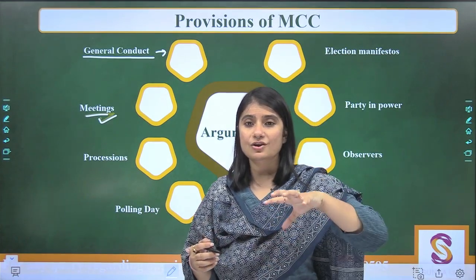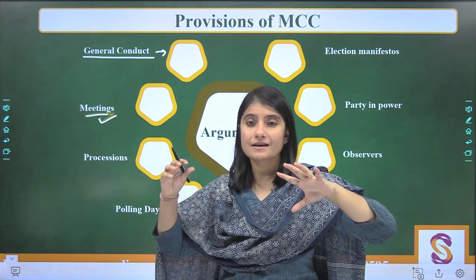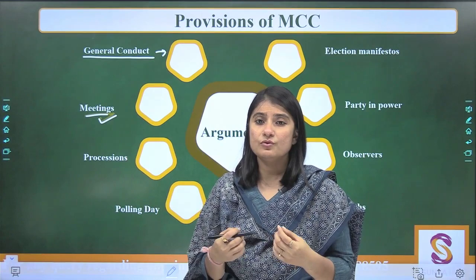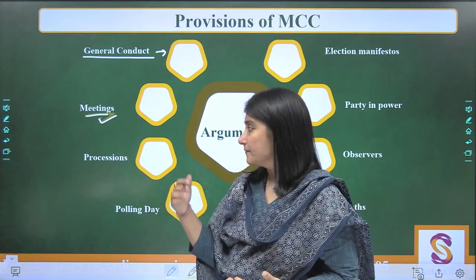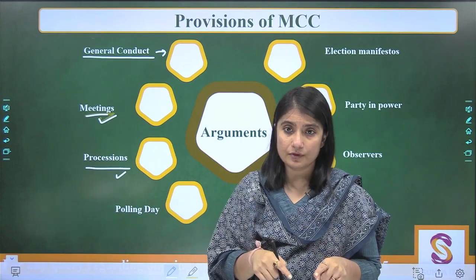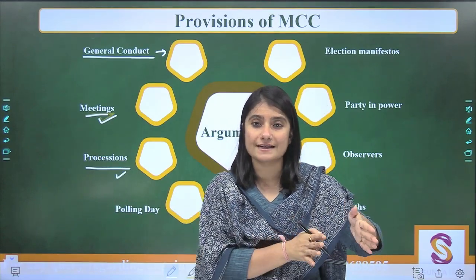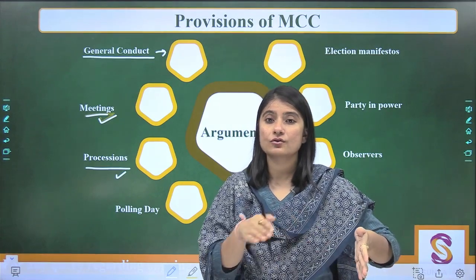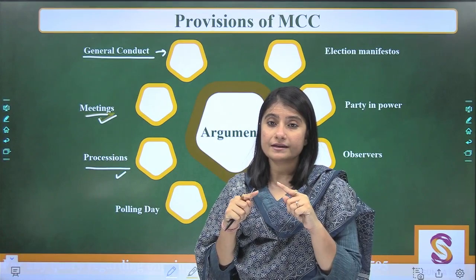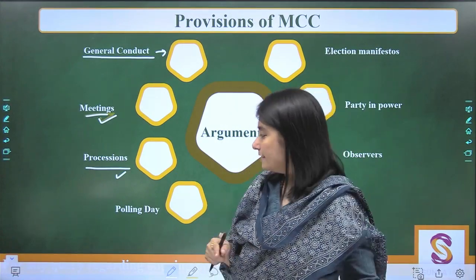If it's a meeting of X party, then the people of Y party cannot enter and disrupt the meetings and say slogans or distribute their leaflets or anything. Then about processions. Processions should be peaceful. When a procession has gone out, the people are supposed to walk on the right side of the road and ensure that they're not blocking the traffic. Also, processions of two political parties should not clash, right? We spoke about it in the last slide.